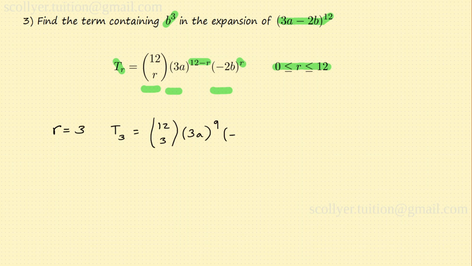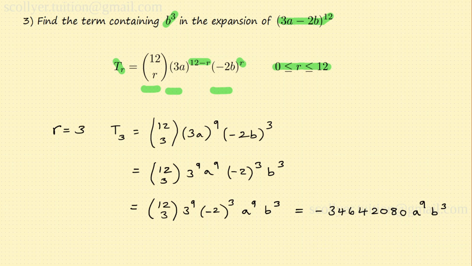times minus 2b to the 3, which becomes 12 choose 3 times 3 to the 9, a to the 9, times minus 2 to the 3 times b to the 3. And bringing together the numeric terms and the algebraic terms, the numeric part we can compute on a calculator to get this large number, minus 34,642,080, multiplied by a to the 9 times b to the 3.